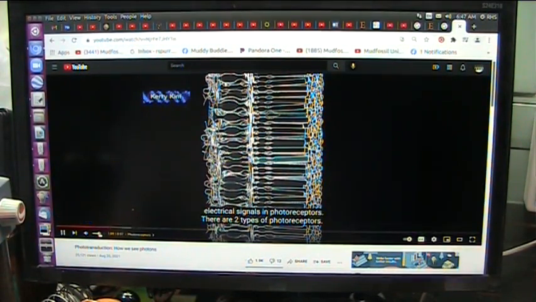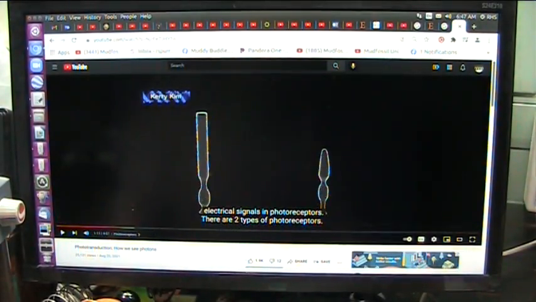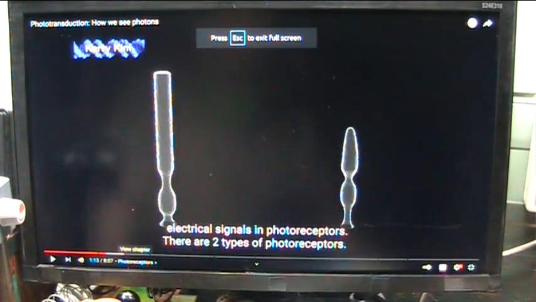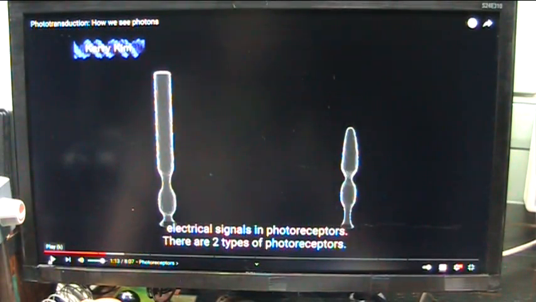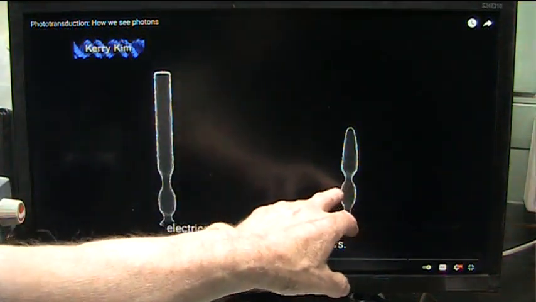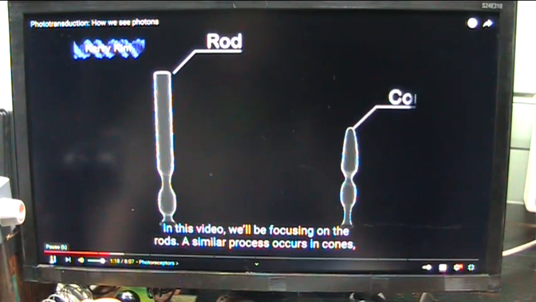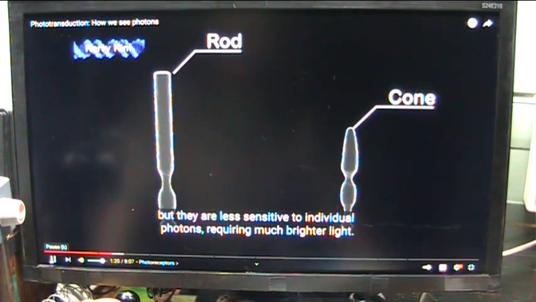Is the process by which light is converted into electrical signals in photoreceptors. There are two types of photoreceptors. All right, there's two types. Now, one of them, well, let him talk, and then I'll try to explain. So there's two types. There's the rods, and then there's the cones. In this video, we'll be focusing on the rods. A similar process occurs in cones, but they are less sensitive to individual photons, requiring much brighter light.